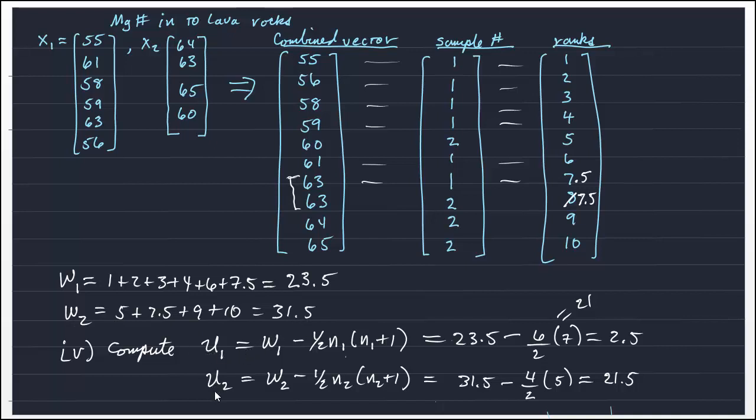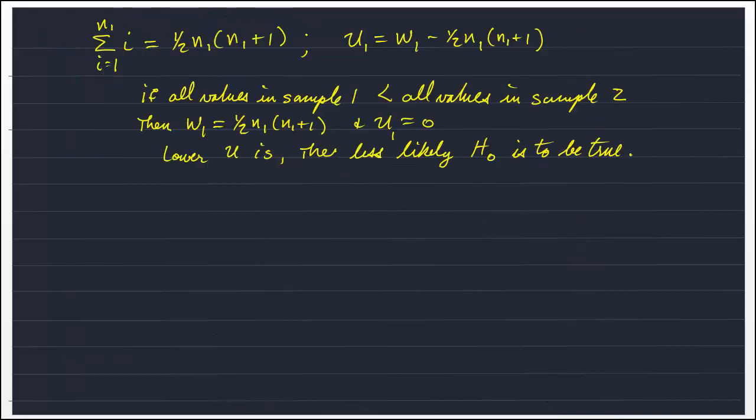Then we computed our U values. So U from sample 1 is equal to the rank sum from sample 1 minus 1/2 n1 times n1 plus 1, which again was the sum of the ranks had all the measured values in sample 1 been smaller than all the measured values in sample 2. So U1 measures how different the rank sums are from that extreme case. And for sample 1, we got a value of 2.5. From sample 2, we got a value of 21.5.